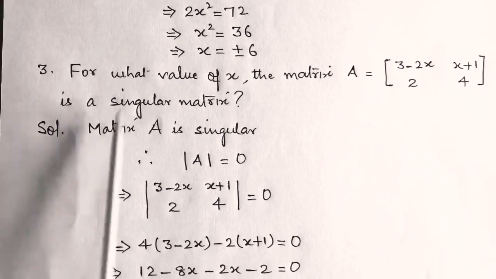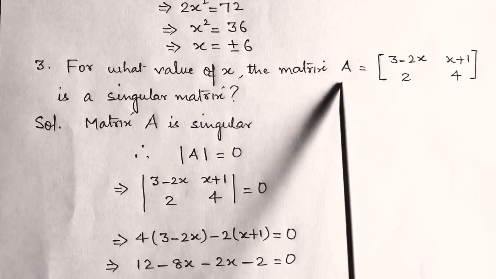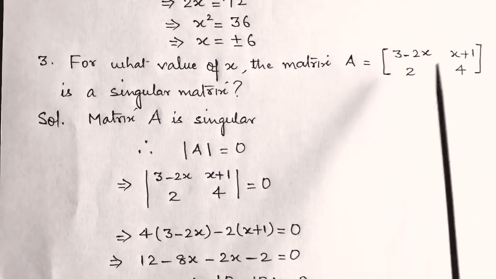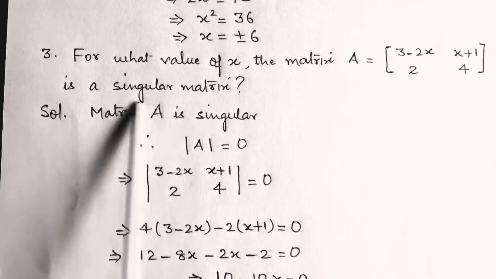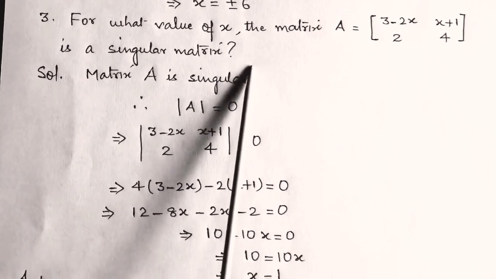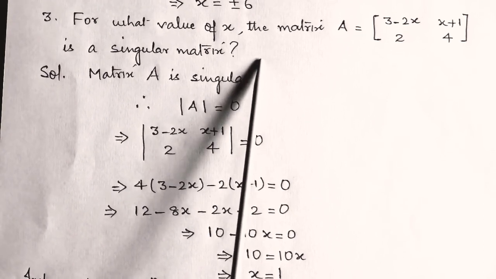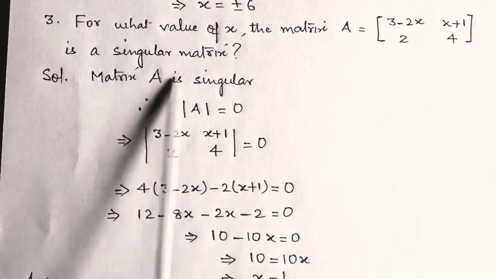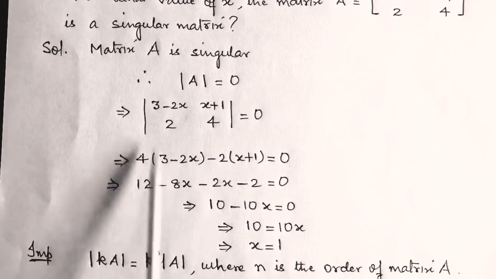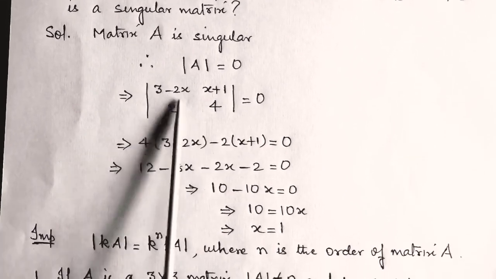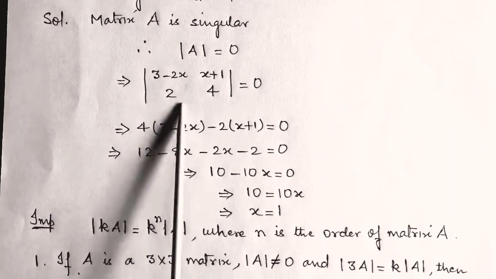Next question is, for what value of x is the matrix A having elements 3 minus 2x, x plus 1, 2, 4 a singular matrix, right? So just now we have discussed, whenever it's given that a matrix is singular, we'll take its determinant equal to 0, right? So I write the elements here. So this determinant is equal to 0.